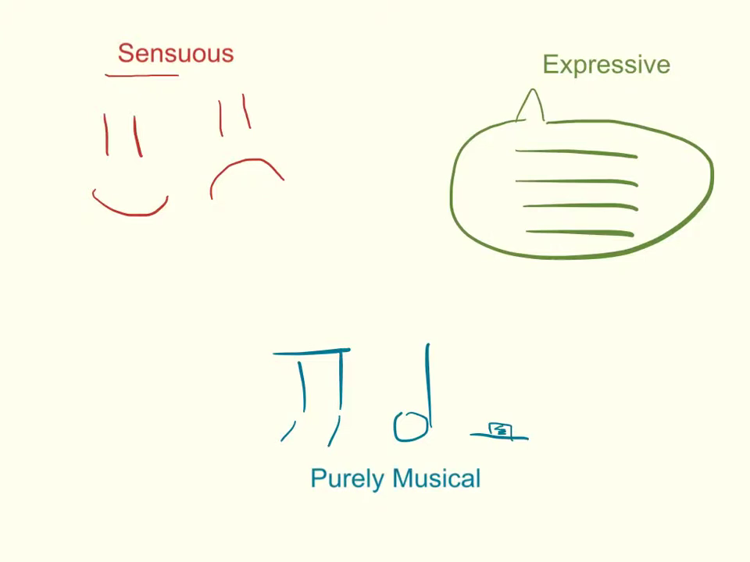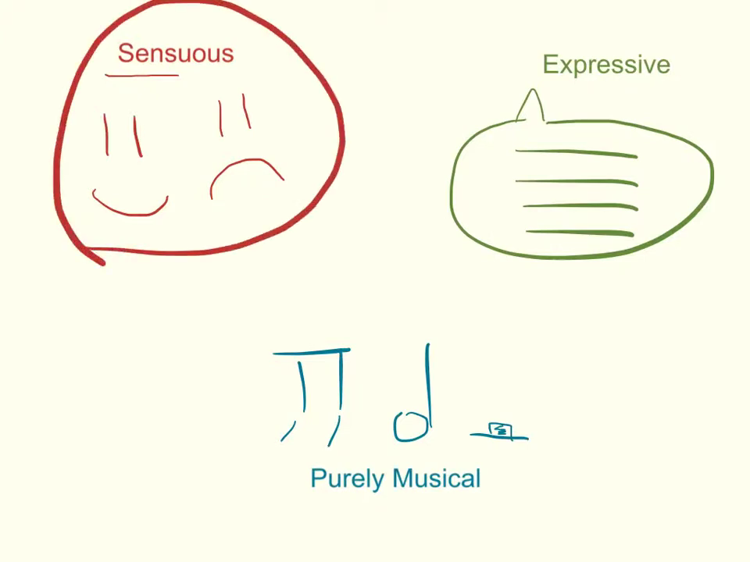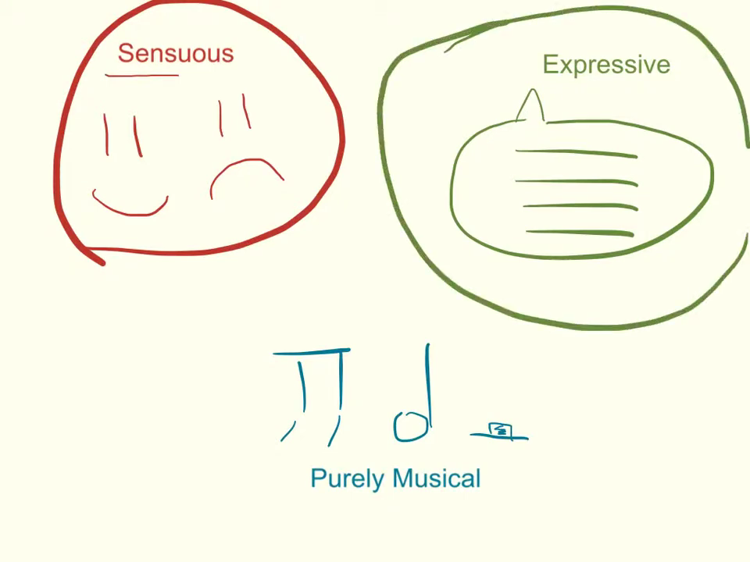So, quick review. Sensuous listening has to do with how we feel when we listen to music. Expressive listening has to do with the ideas or the messages, the communication in the music. And finally, purely musical listening deals with the notes and the rhythms and the harmonies. We'll learn more about these 3 types of listening in your lesson today.